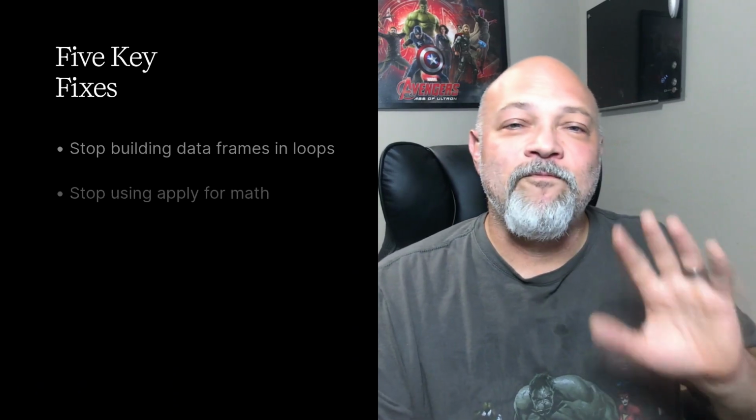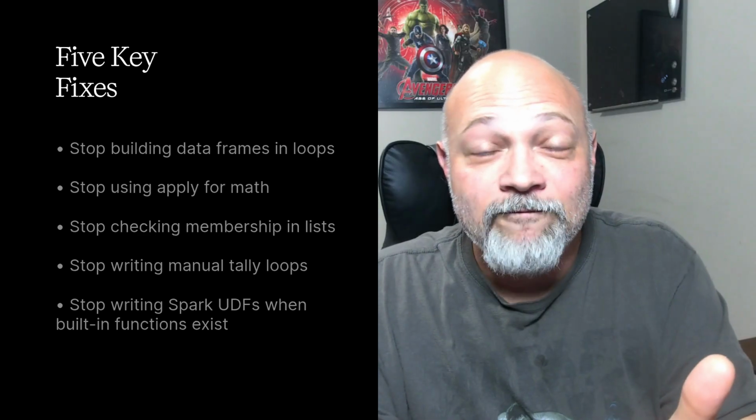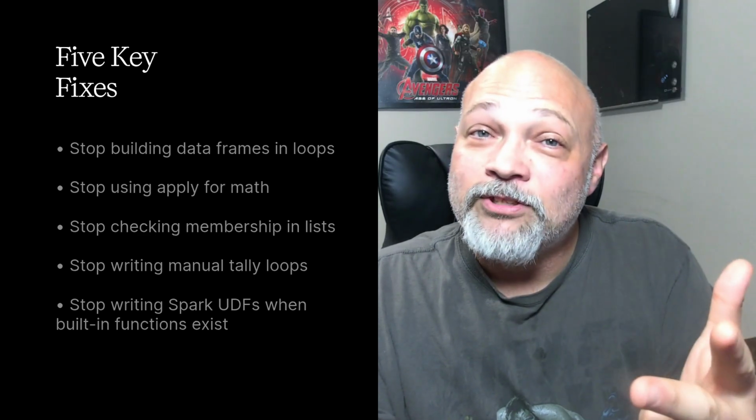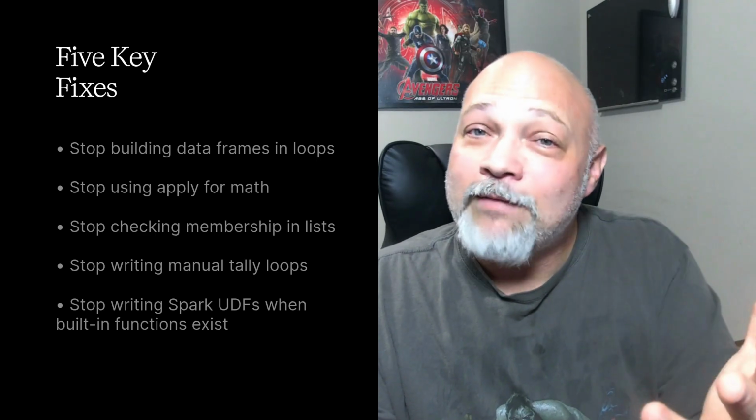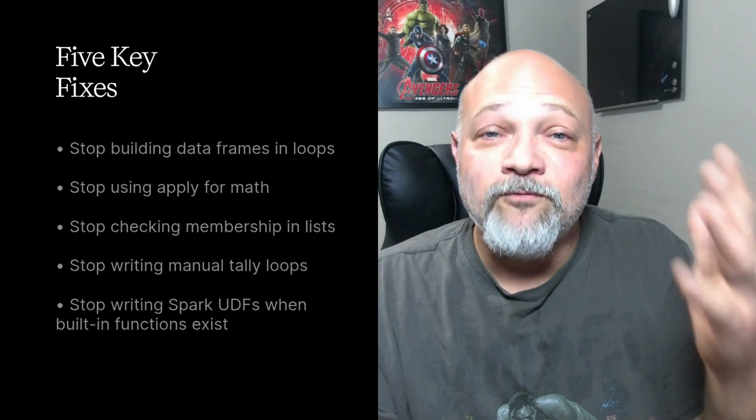Quick recap. 5 fixes. Stop building data frames in loops. Stop using apply for math. Stop checking membership in lists. Stop writing manual tally loops. And stop writing Spark UDFs when built-in functions exist. Every one of these changes makes your pipelines faster, cleaner, and more professional. They also make your code reviews a lot less painful and don't make you want to puke in your trash can every 6 months when you look back at your old code.